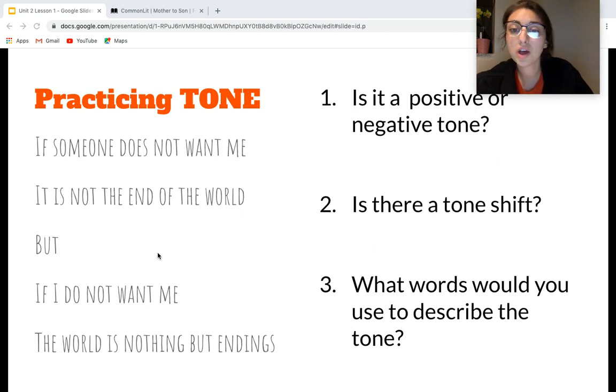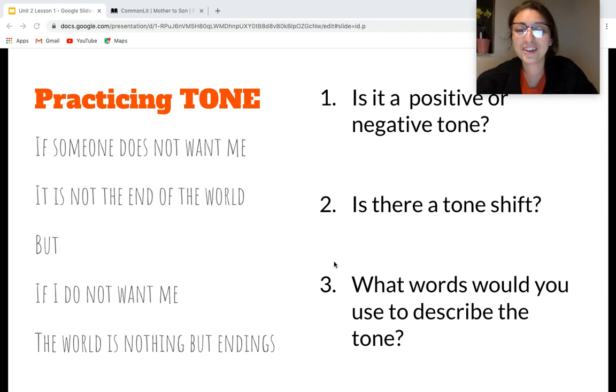So I want you to go ahead and write down these 3 questions, or you can just write down the answer to them on a separate piece of paper. And you're going to answer these 3 questions. Number 1, is it a positive or negative tone? So I just completely took out the option that it's neutral. So is it positive or negative? Is there a tone shift? And what words would you use to describe the tone? So I want you to go ahead and answer these 3 questions on your own paper, and then come back to this video when you're done. So pause this, answer those 3 questions the best you can, and then come back.